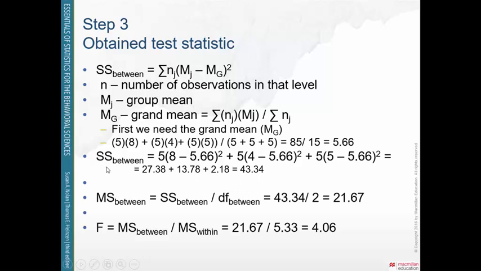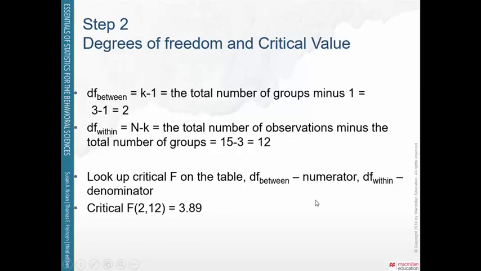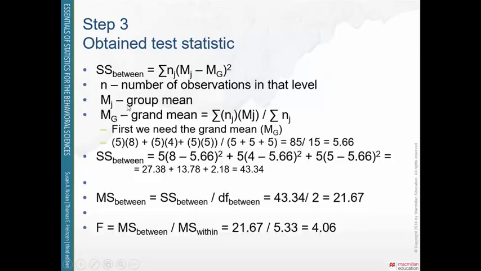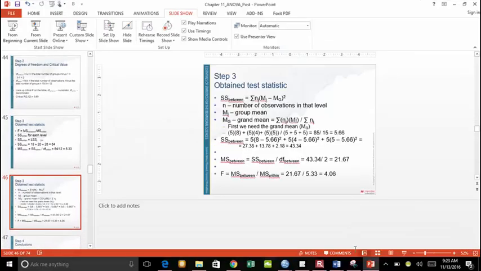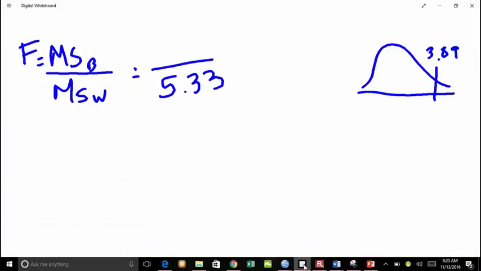Remember, to go from sums of squares between to mean squares between, we divide by degrees of freedom between. So we take sums of squares between, this 43.34, that's from right there, divided by degrees of freedom between, which was 2. Remember, we already calculated that over here. Degrees of freedom between is 2. Gets you 21.67. 21.67 goes here.